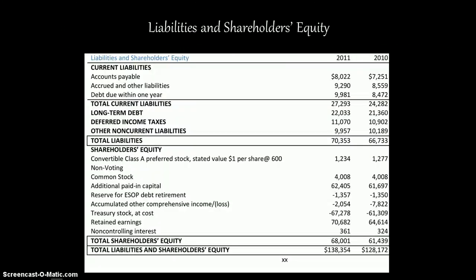So this slide is the balance sheet of liabilities and equity. On these slides, we're going to go through and talk about total liabilities, current liabilities, and accumulated other comprehensive loss accounts. For the equity side, we're going to talk about total shareholders' equity, non-controlling interest, and retained earnings.